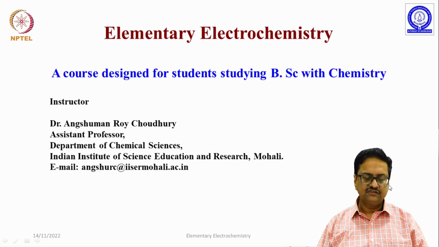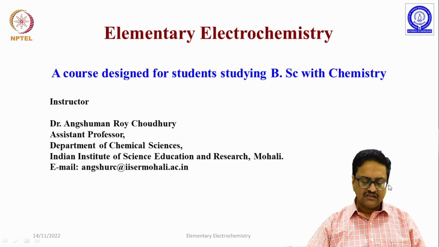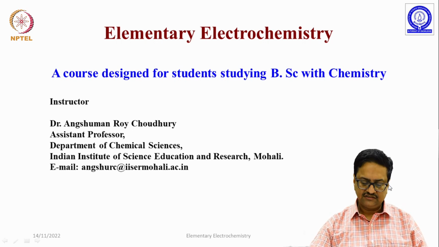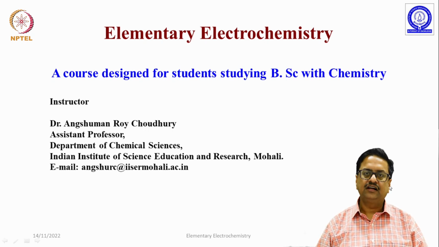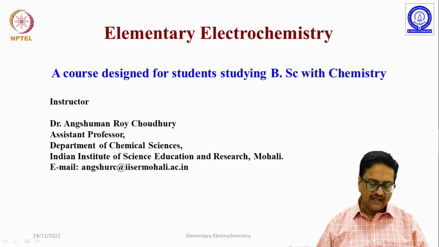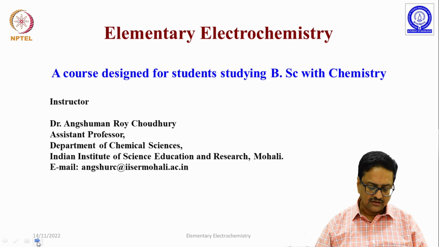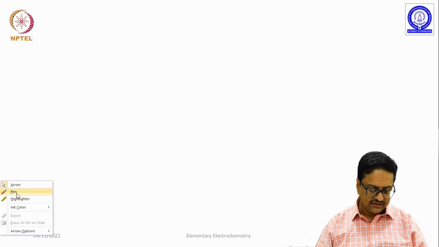Welcome back to the course entitled Elementary Electrochemistry. In the previous lectures, we have discussed the EMF and its relationship with the equilibrium constant, and we have discussed the Nernst equation, how it is formed and how one can use it. And then towards the end of the last lecture, we started discussing different types of half cells.